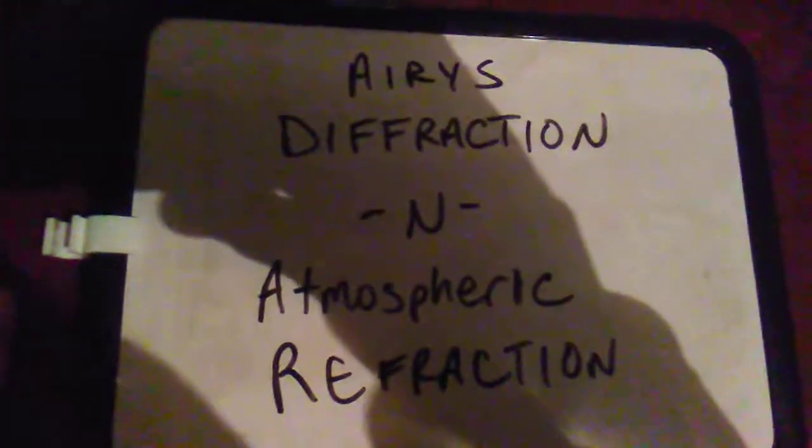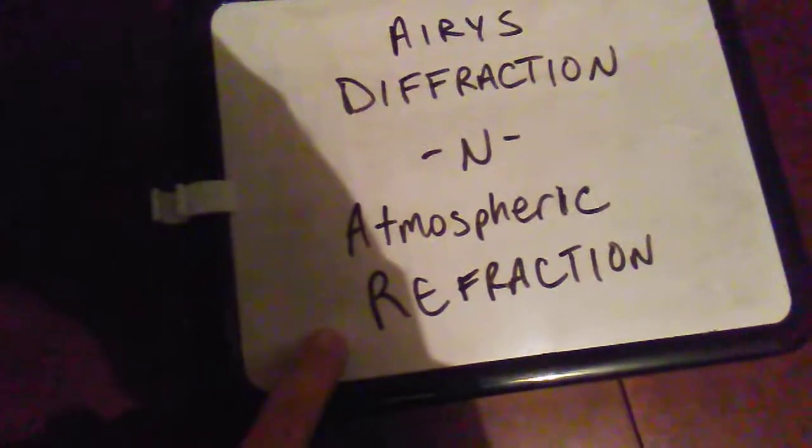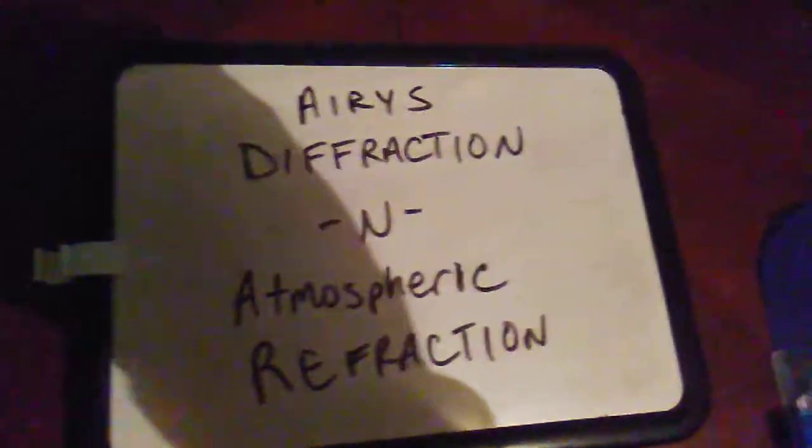In this video we're going to be talking about the differences between Airy's diffraction and atmospheric refraction. Both of these things can affect what you see. Airy's diffraction does for sure, and so does atmospheric refraction, but Airy's diffraction is only along the horizon, whereas atmospheric refraction can affect things all over, not just at the horizon. I want to show you what I'm talking about. First we're going to talk about diffraction.